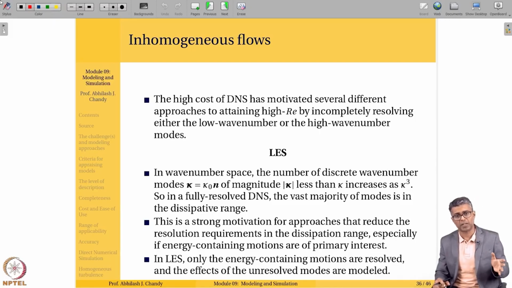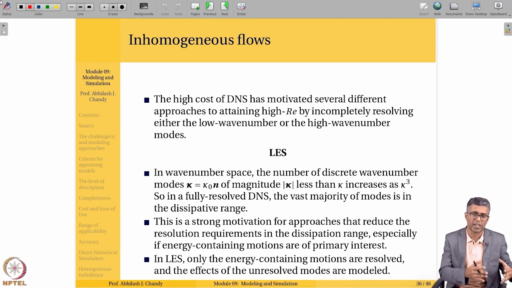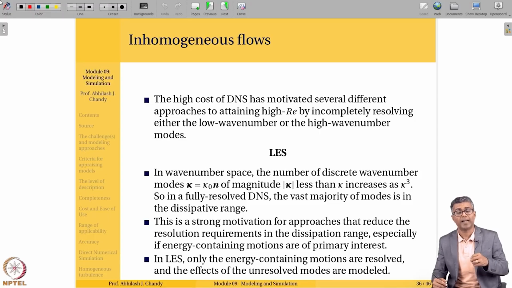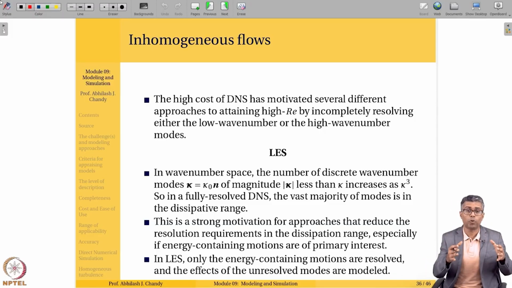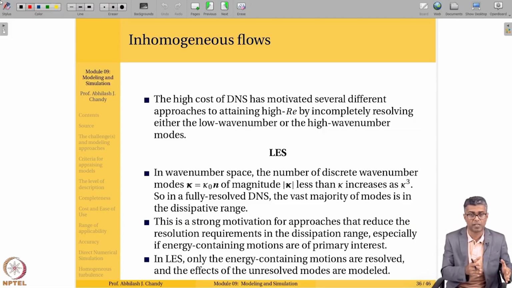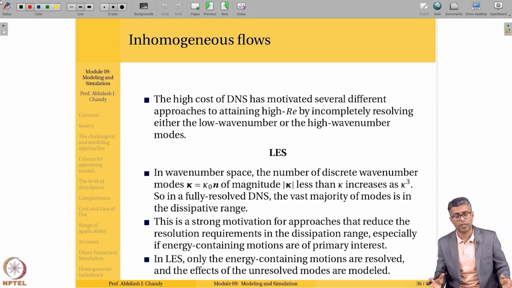So as we were talking about DNS earlier, the high cost is motivated by several approaches because of attaining the high Reynolds numbers, right? Since DNS has a very high cost associated with high Reynolds number flows, and it keeps increasing as the Reynolds number is increasing, we have to look for additional approaches where we don't have to spend most of our effort on the scales related to the dissipation range. Maybe we can spend most of our effort where most of the energy is contained, which is the energy containing range, and a little bit in the inertial subrange.